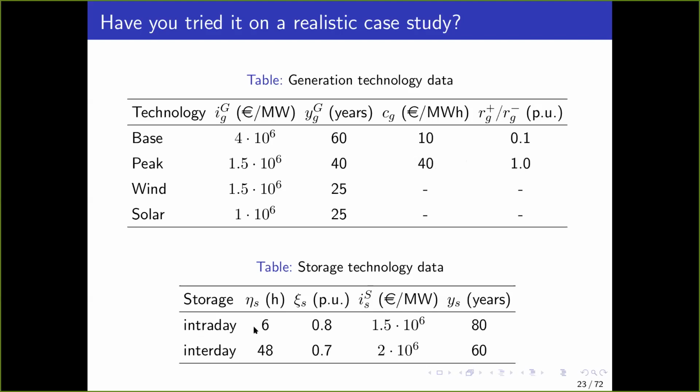The intraday has an energy capacity of 6 hours. This means if you have your battery empty, as you start charging it at full rate, it's going to take 6 hours to be completely full. And 6 hours is not too high, and that's why you normally could use this storage to move electricity from day to night. And then in the interday, the energy capacity is 48 hours, so this is more suitable to store electricity for several days.